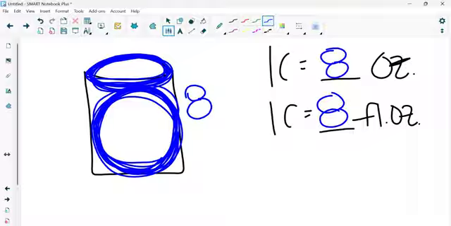It's also equal to 8 regular ounces. And so a cup of flour is equal to 8 ounces. A cup of water is equal to 8 fluid ounces. And so both of those things are going to be true.